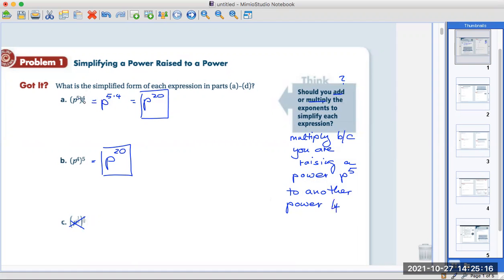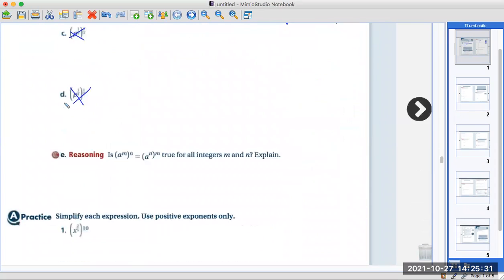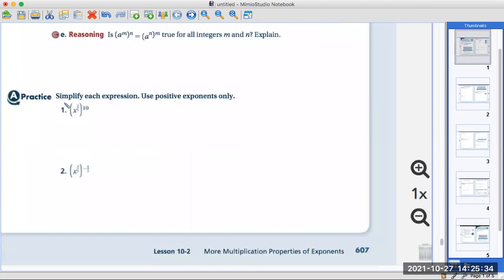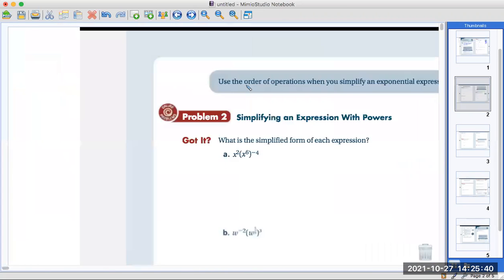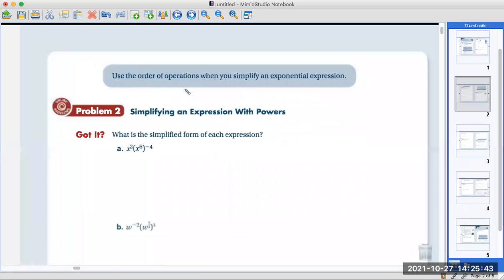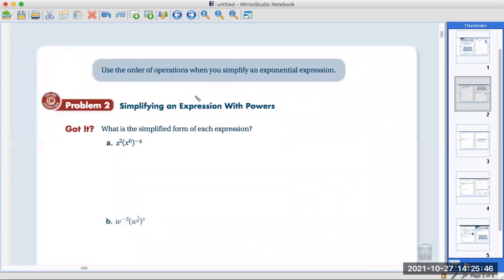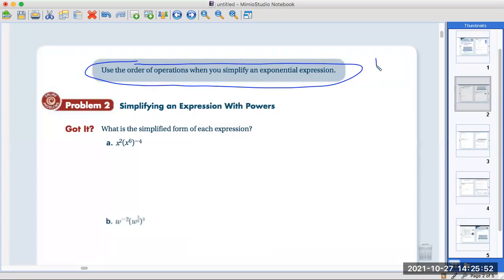And I wanted to talk about which one is more important. The outside one is where you will start looking. This is the power you're raising it to. This is the inside of the parentheses. So the outside one is really more important. And we'll maybe come to an example later. I think that's it on this page. So we're moving on. Page 608. It says use the order of operations when you simplify an exponential expression. So the order of operations is called parentheses first, exponent second, multiply and divide.